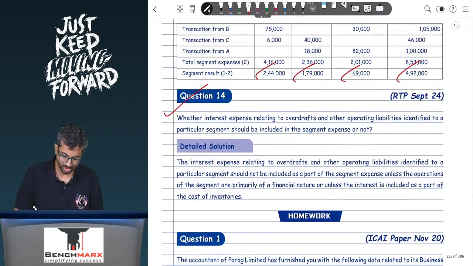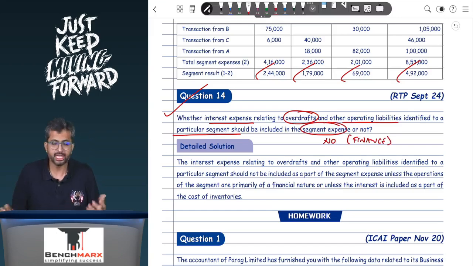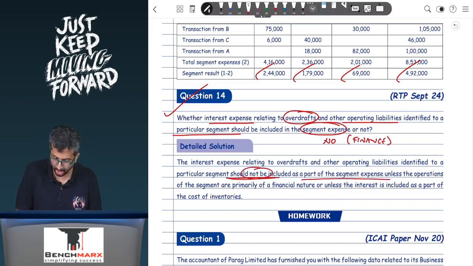Okay, then you have question number 14. Whether interest expense relating to overdraft or operating liabilities is identified to a particular segment should be included in segment expenses or not? No. Remember, interest is financing in nature. Unless you are a bank or an NBFC, interest is financing in nature and hence should not be a part of segment expense. Clearly told, it should not be included as a part of segment expense.